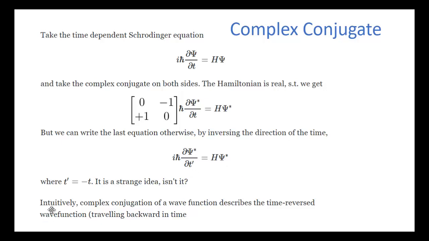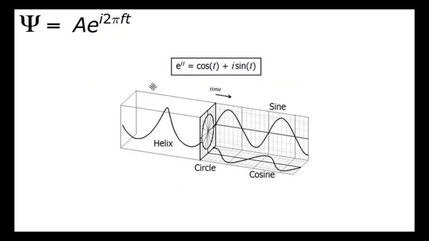And then someone goes on to say, intuitively, complex conjugation of a wave function describes the time-reversed wave function traveling backward in time. But this is not the case. The complex conjugate is not equivalent to going backward in time. If you look at this wave function here, let's say you're standing over here on the right and you're watching this wave come towards you. It is going to be spinning. You're going to see the spin in a counterclockwise direction, and you're going to see the wave coming towards you.